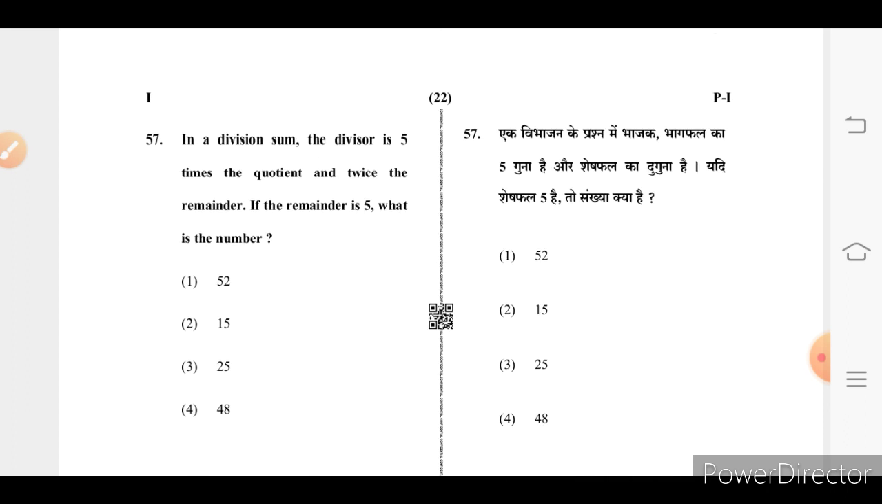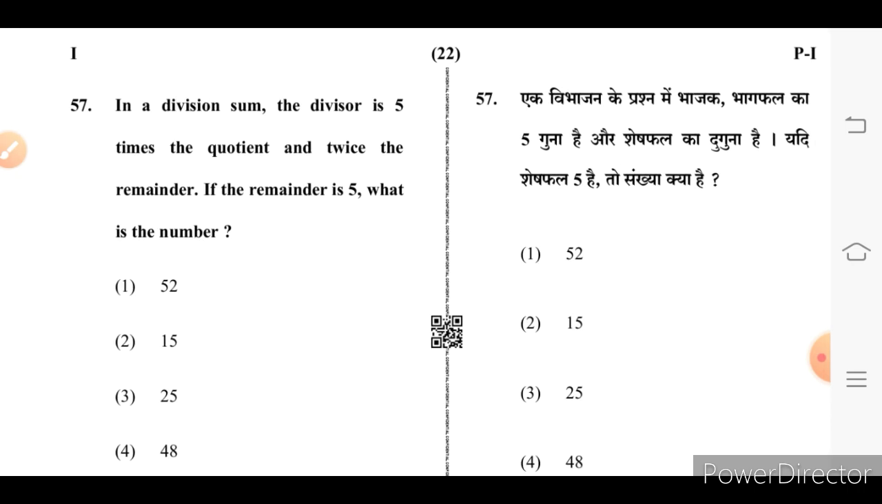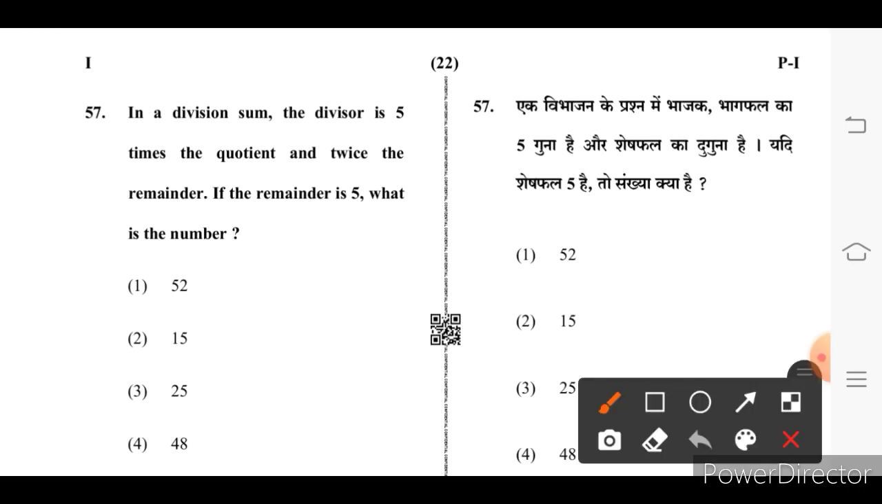In a division sum, the divisor is 5 times the quotient and twice the remainder. If the remainder is 5, what is the number? What is the formula for the division sums?